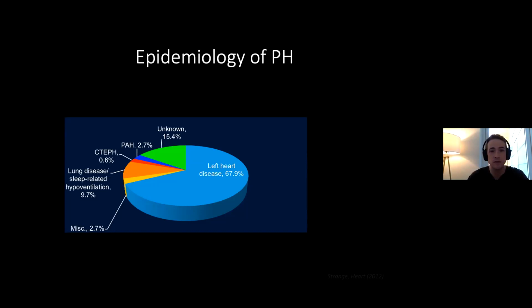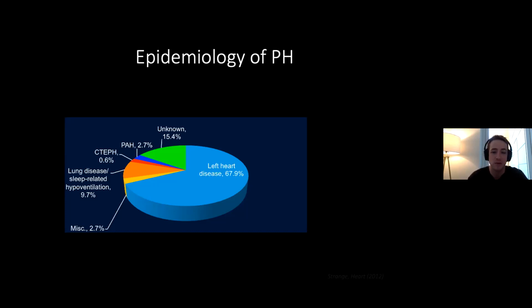So which of these groups is most common? By far, group 2 wins. However, these numbers are hard to rely on. As I mentioned before, prevalence is extremely poorly characterized. So most of what we see is not due to pulmonary arterial hypertension. In fact, 80% of pulmonary hypertension is caused by group 2 or group 3, so bad hearts and bad lungs.